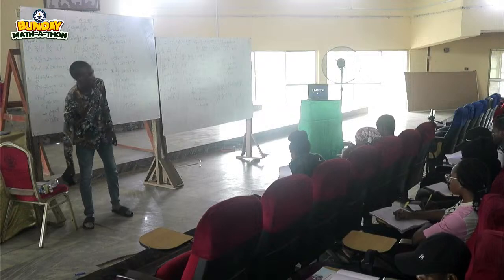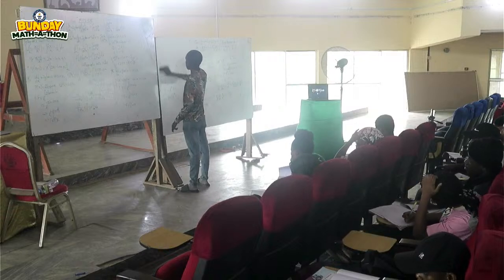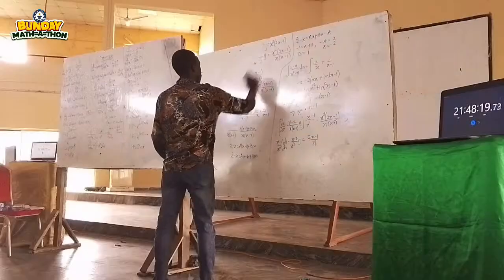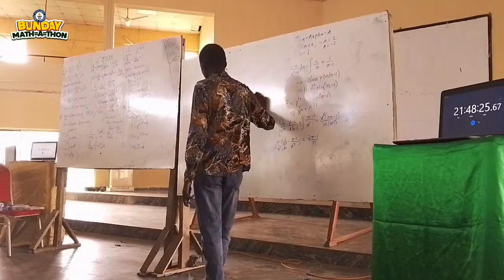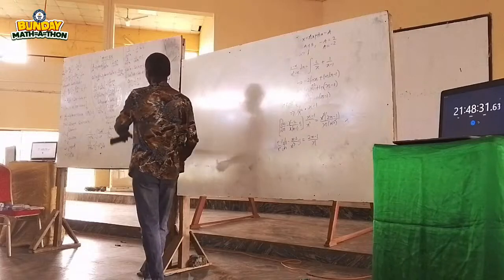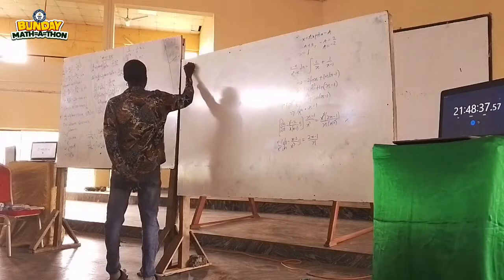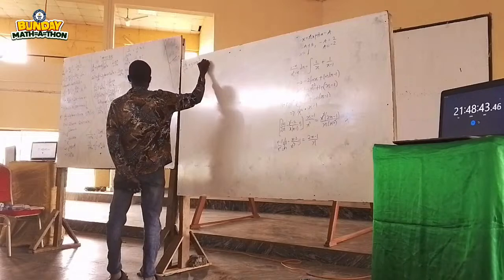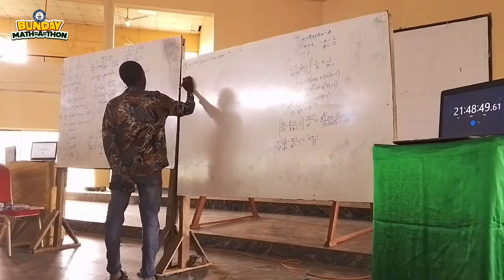From your sin x, what is the next thing that you do? You multiply all of your equation by sin x. So what's my general equation here? I have dy/dx plus y cot x, all multiplied by sin x, equals sin x cos x.